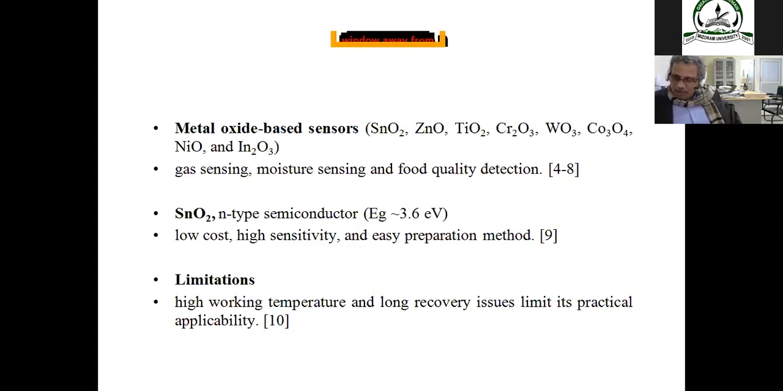Okay, how we can use it for detection of protein. Proteins, as I told you, play a very important role in the human body, because they participate in different biological activities in the body.